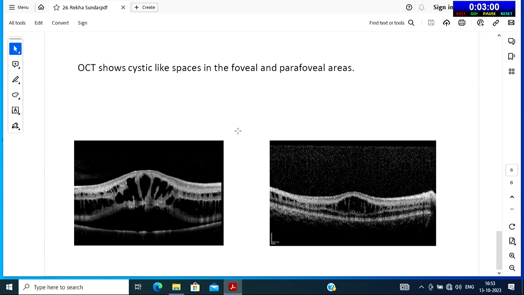counseled that this patient will transmit the disease not to the sons but to the grandsons. So that has to be educated, and he has to avoid direct head injuries, as they may trigger retinal detachment. Thank you.